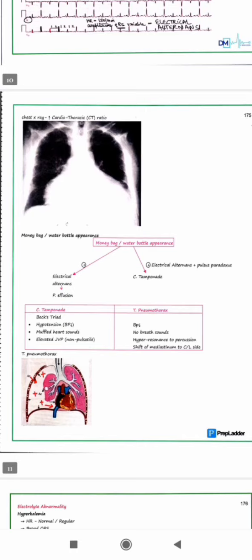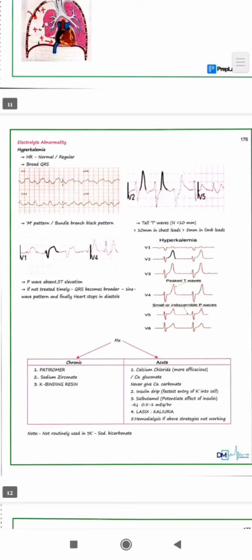Now in the picture we are seeing tension pneumothorax, which shows the BP is down and there are no breath sounds, and there is hyperresonance on percussion also. Now in cardiac tamponade, there is Beck's triad, that is hypotension, muffled heart sounds, and elevated JVP.